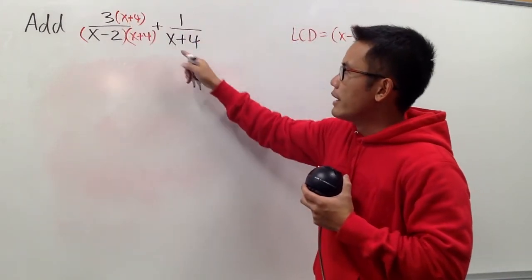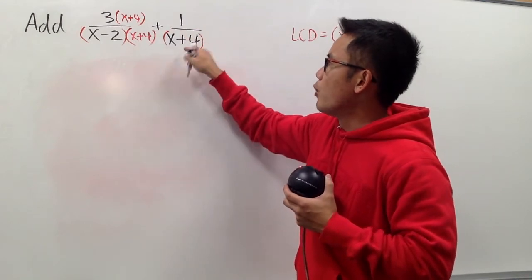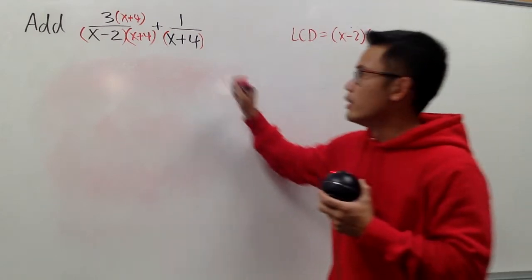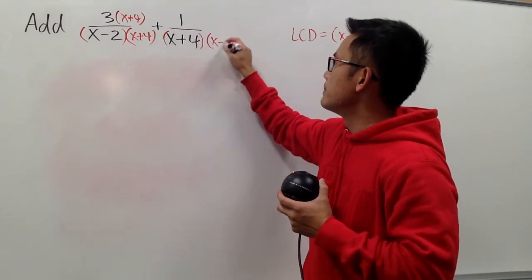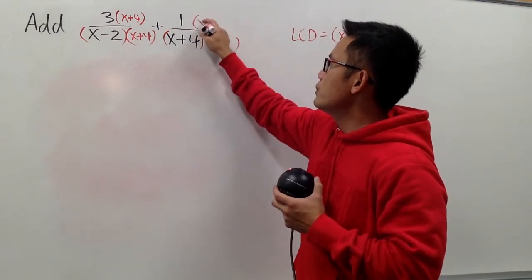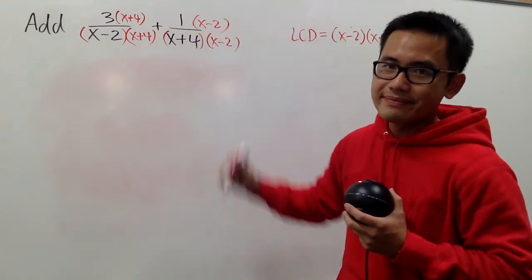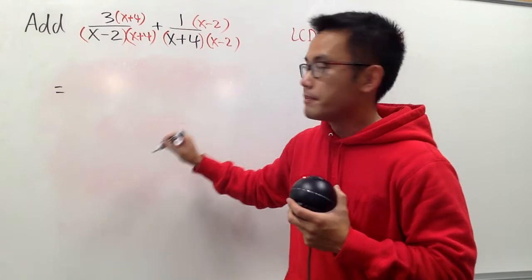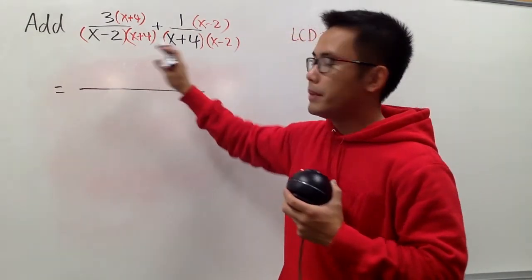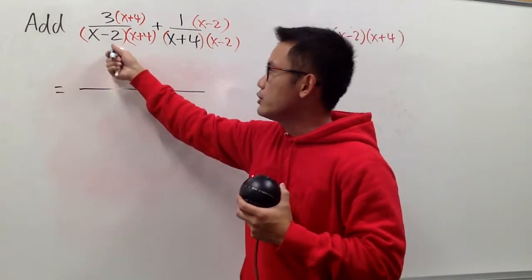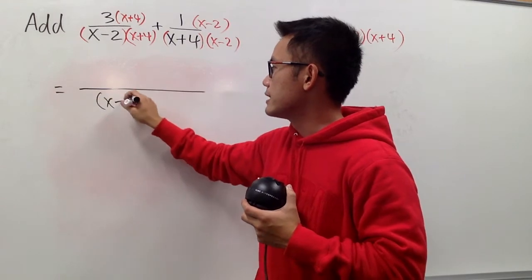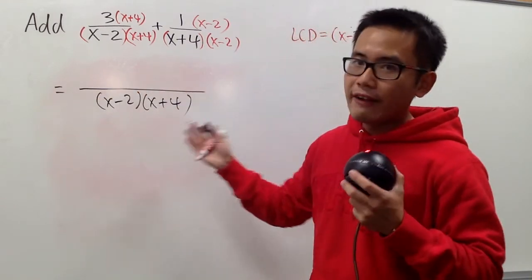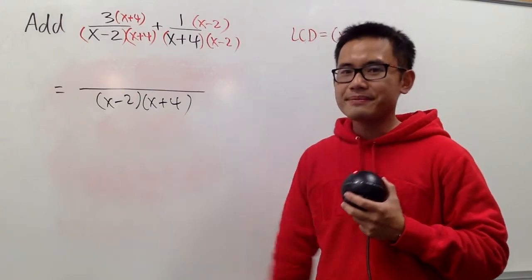Likewise, for the second one, this is x plus 4. We need to have the x minus 2. Therefore, we multiply this one by x minus 2 on the bottom, and we do the same on the top, like that. And now, the denominators are the same, so we can just write them as one big fraction. I will just put down the denominator, which is x minus 2 times x plus 4. We don't have to multiply this out yet, okay?